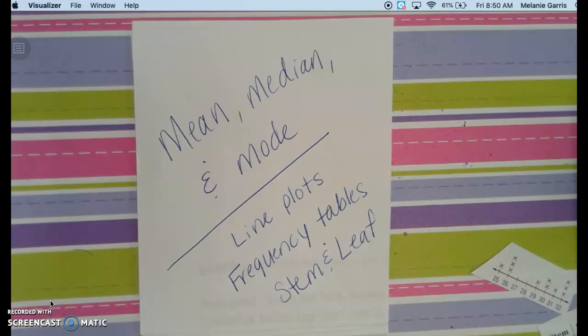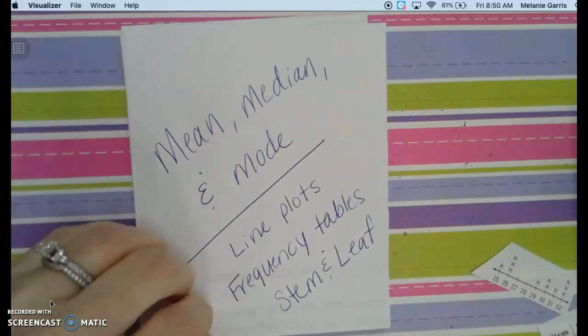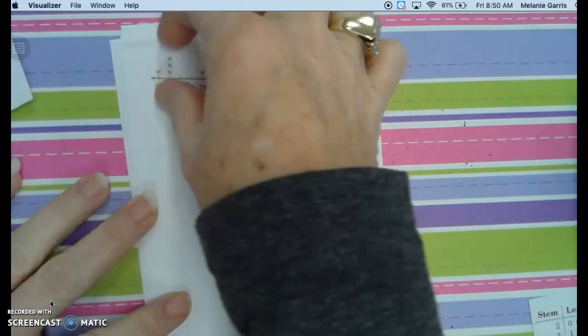Yesterday you looked at mean, median, and mode, and that was probably pretty painless and a quick review. Today we're going to still look at mean, median, and mode, but I just want to refresh your memories on how to read line plots, frequency tables, and stem and leaf plots. I'm not sure if you remember that or not, so this is just a video to real quickly refresh your memory on that. Okay, if we start with a line plot, it's just another way of looking at data.